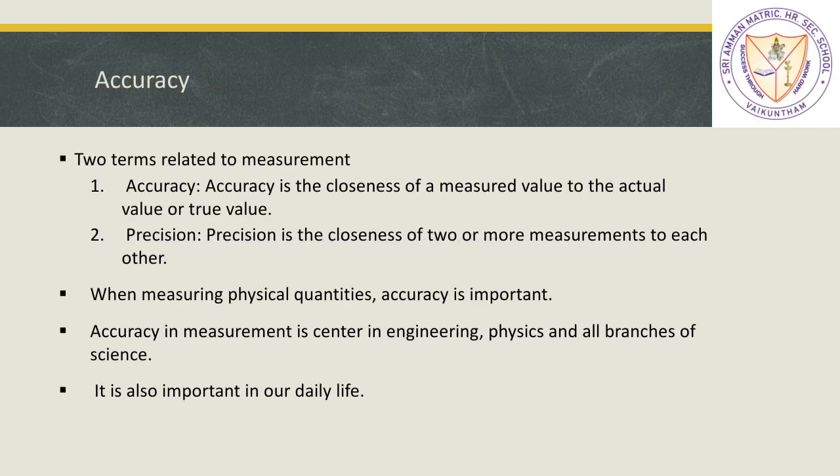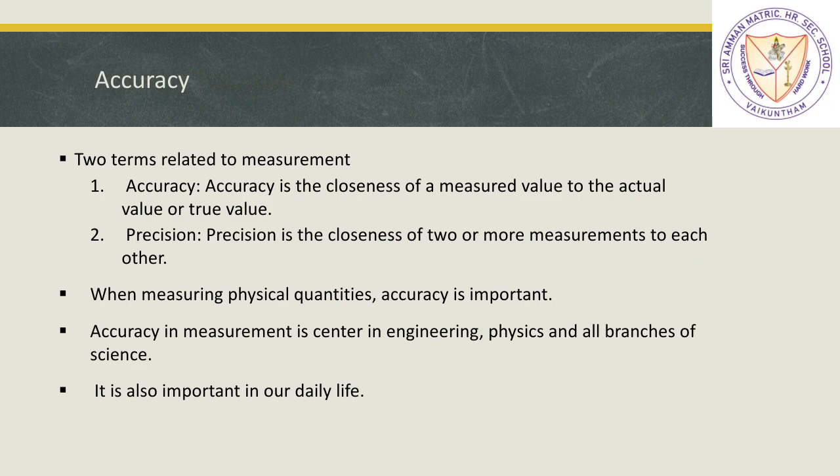Whenever we are carrying out any kind of measurement, there are two terms we'll be frequently using: accuracy and precision. Sometimes we use these words, like how accurate the measurement is, how precise the measurement is. These are common words when we talk about measurement, so it is very important for us to know what exactly they are.